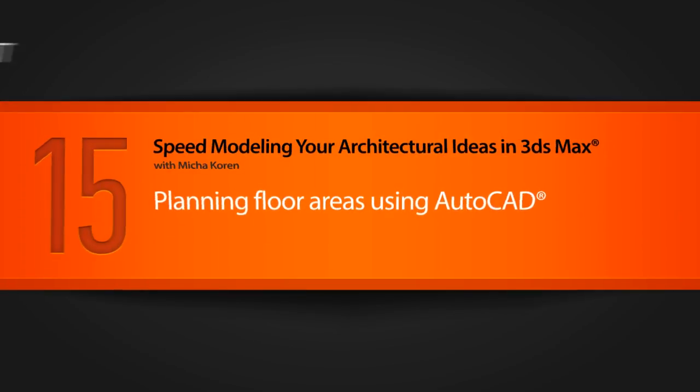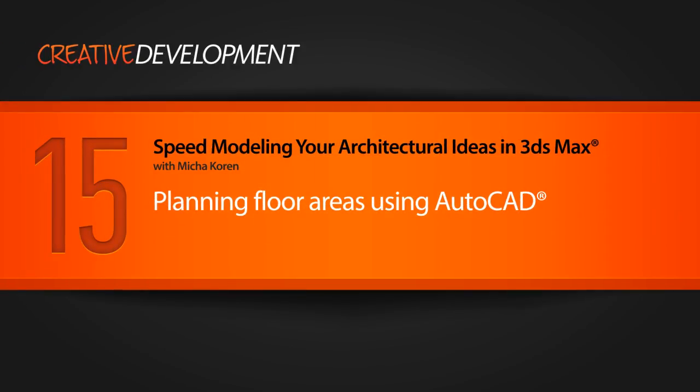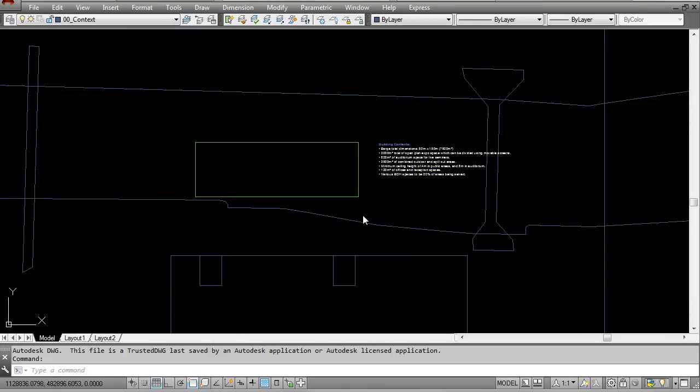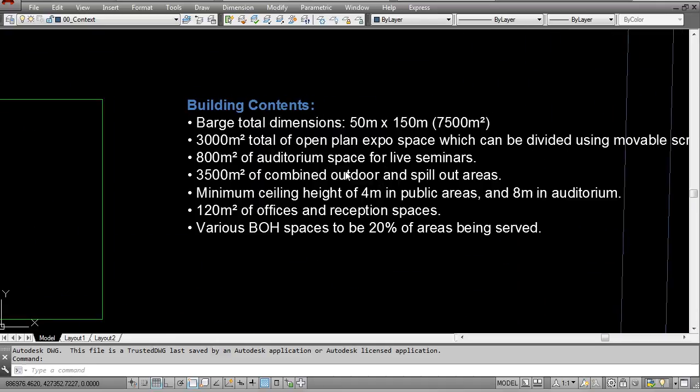In this lesson, we'll be planning out the main areas of our building using AutoCAD and the text brief. Now, I've gone and copy-pasted the text from that brief into our CAD file so that we don't have to go backwards and forwards between that other document. And if you zoom into it, you'll have a look.